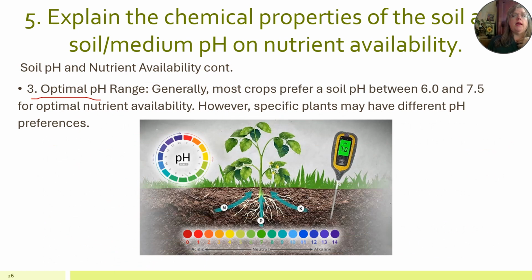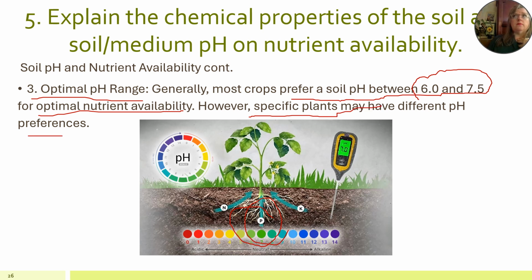So for the optimal pH range, most crops are going to prefer a soil between 6 and 7.5, like we just said. If the microbes are surviving well, then the plants will be surviving well. So optimal nutrient availability is right there near neutral, near the middle. However, specific plants may have different pH preferences. Rhododendrons, for example: the flower can be blue if you have more basic soil and pink if you have more acid soil.